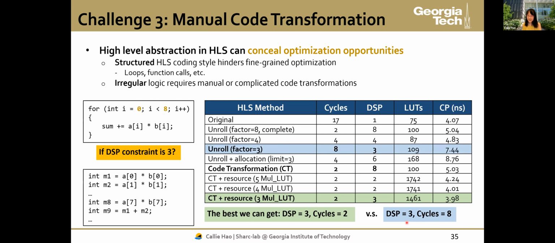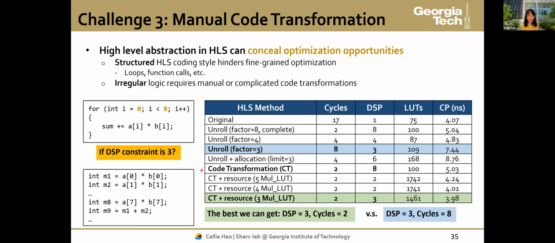And let's do a comparison. Compared with the best case without code transformation, we can both have 3 DSPs, but apparently we have a much shorter number of clock cycles. And we can also notice that the critical path timing is also improved by a lot. This is also significant. It almost allows us to double the clock frequency. So it means that the code transformation is actually providing a lot of optimization opportunities, which were originally concealed by the high-level abstraction in high-level synthesis. So this is why we like this code transformation.